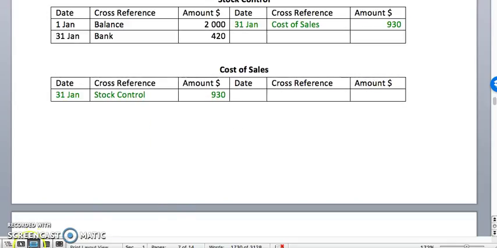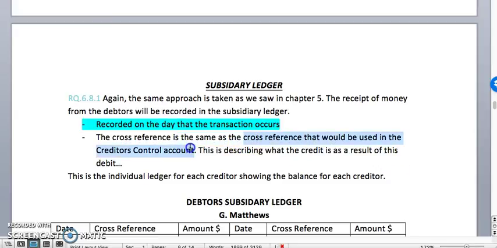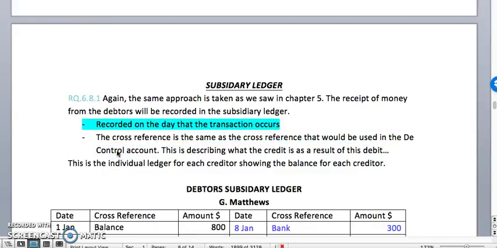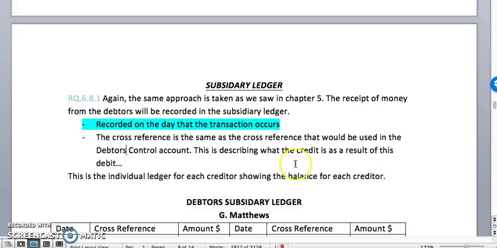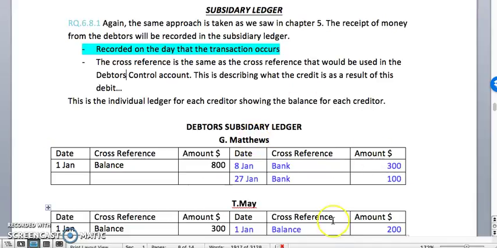Very important. Also, don't forget, if anything ever happens with the debtors, just as with the creditors, it means that you have to affect the subsidiary ledger. So again, it's recorded on the day that the transaction occurs, and the cross-reference is the same that would be used in the debtors control account. So just describing what the credit is as a result of the debit, what the debit is as a result of the credit.